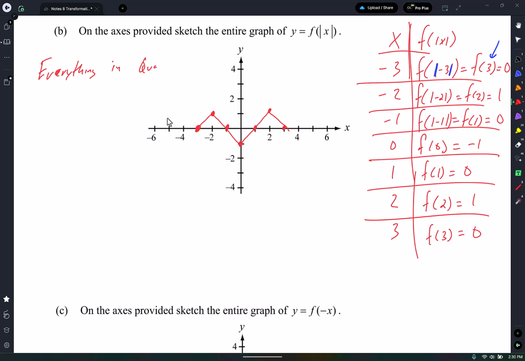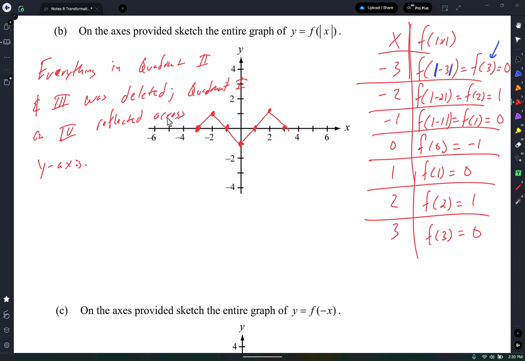in quadrants 2 and 3 was deleted; quadrant 1 and 4 reflected across y-axis. Cool.